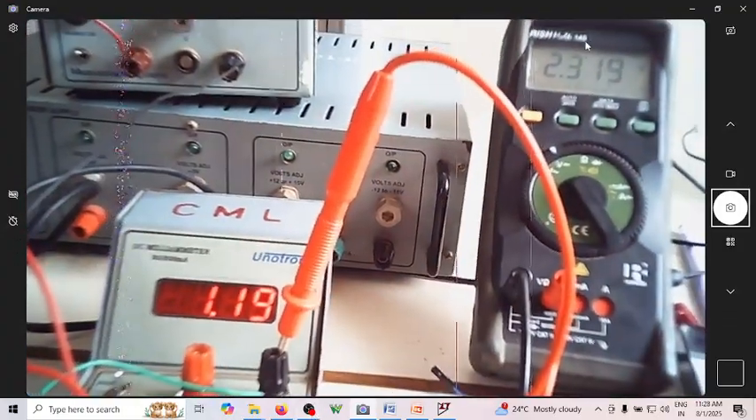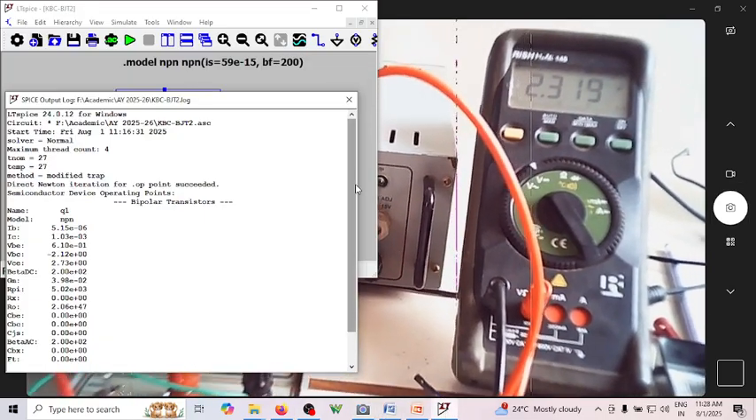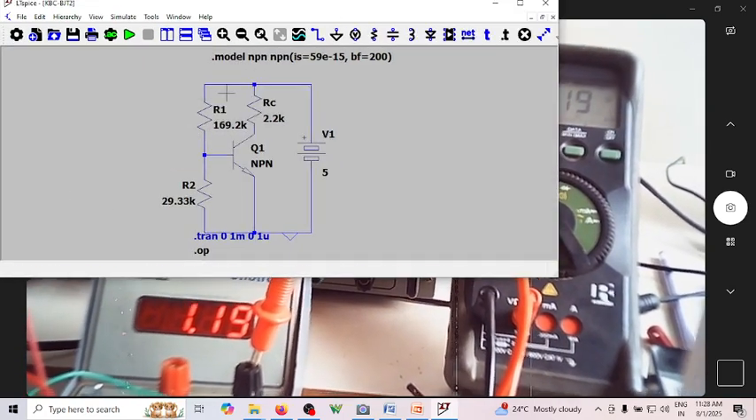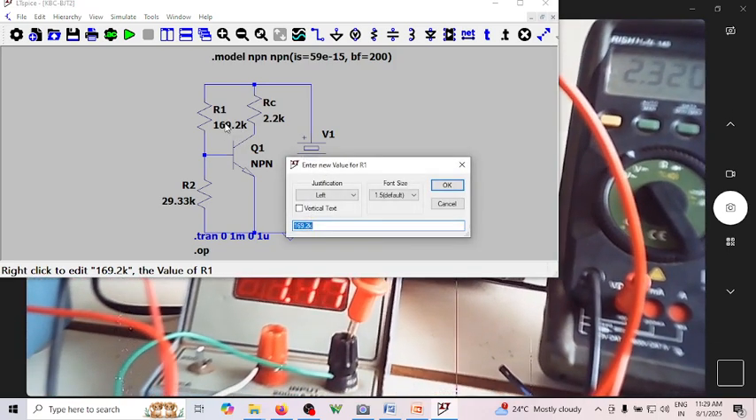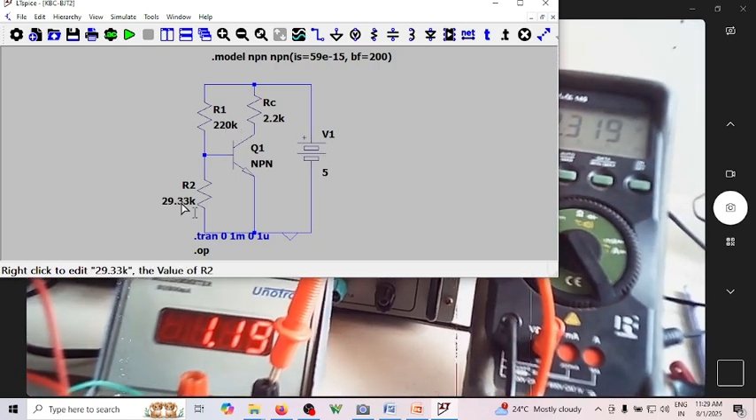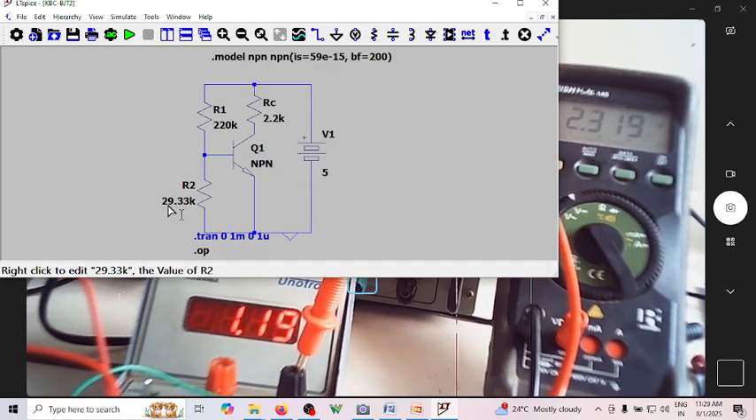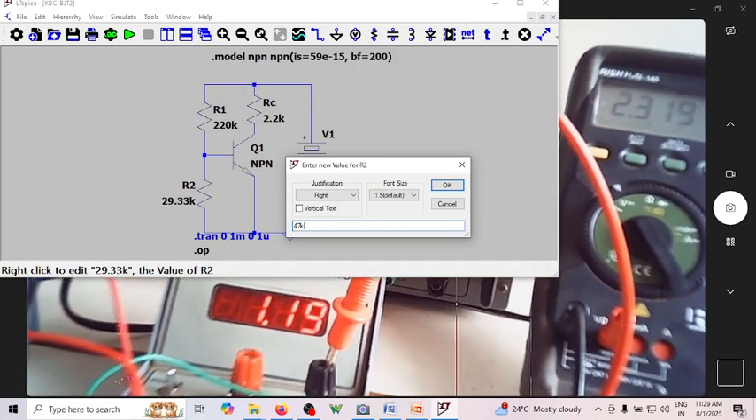Maybe if I just go back to my simulator and redo the same thing, we'll get the same thing. I'll make it a standard value of 220k. This you cannot start with in the beginning itself because you'll not be knowing the range. And this will not be true for all the transistors. Suppose if you change the transistor, that will totally change. This is 47k.